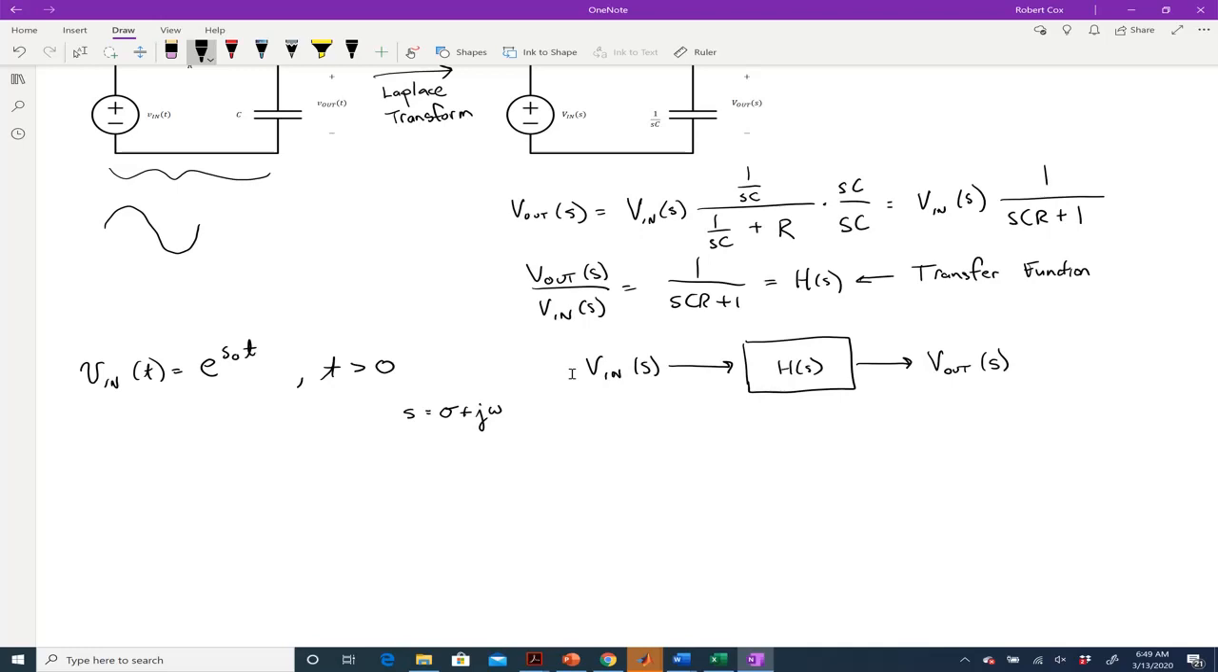So to do my analysis, I'm going to need to get the Laplace transform of that Vin. For an exponential, we talked about this before.